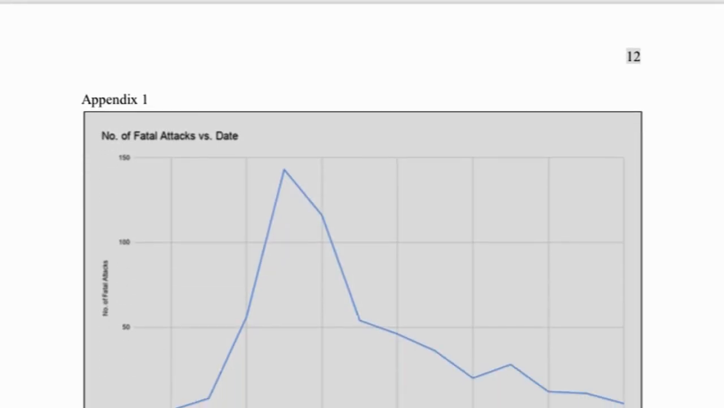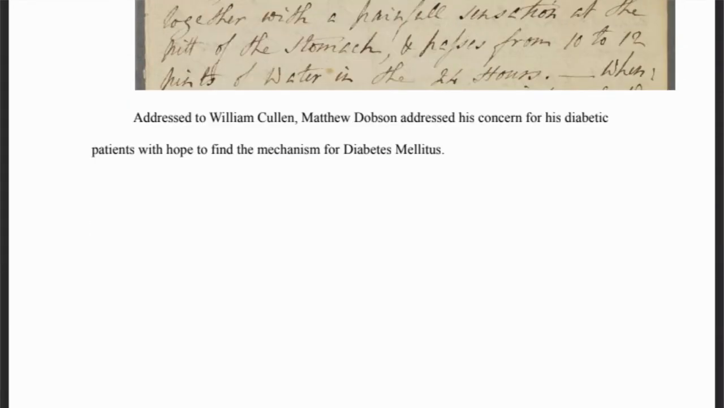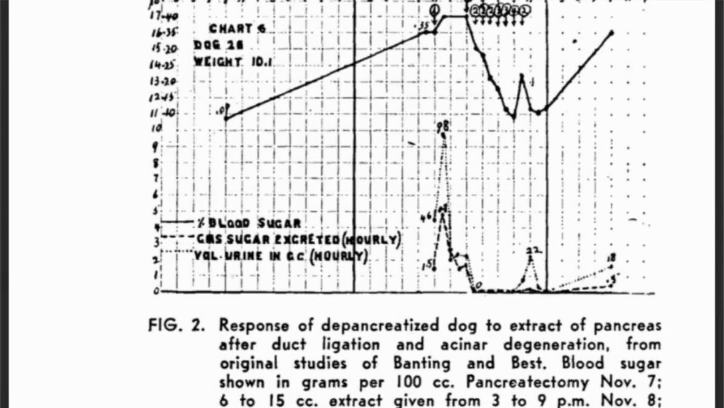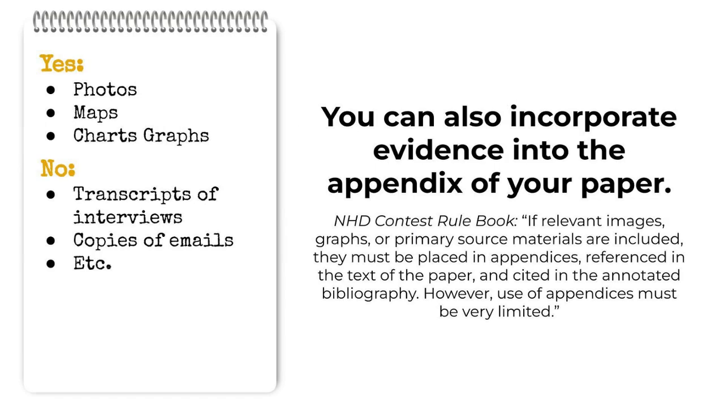An appendix is included at the end of the paper and is meant to provide supplementary materials that will help your reader to understand the topic, but don't need to be included in the body of the paper itself. The rulebook includes guidelines about how to use an appendix.